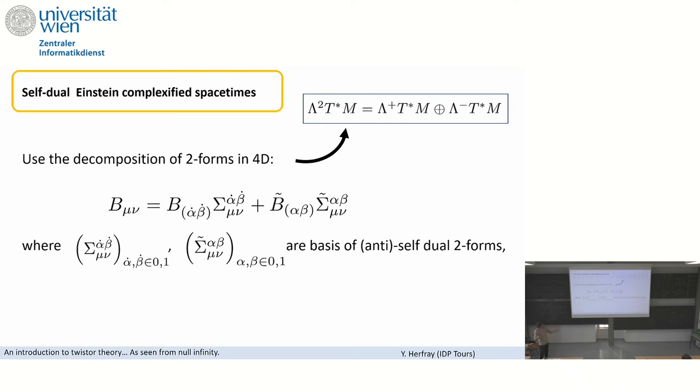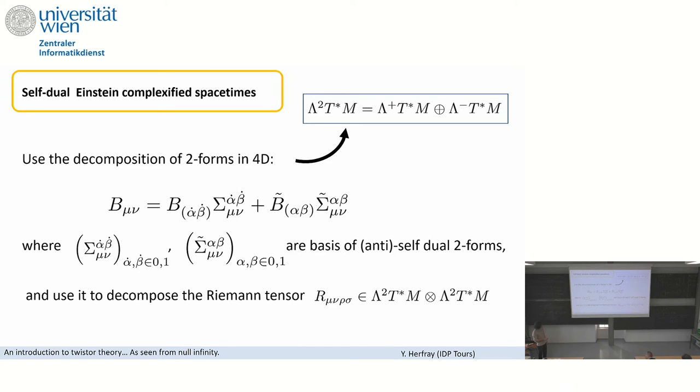And here it's very important to work in complexified signature, because if you're in Lorentzian signature, self-dual and anti-self-dual are complex conjugates. But in generic signature, they are not, and in complexified signature, they are completely independent. So split any of your favorite two-forms into the self-dual and anti-self-dual part. The way to do it is to introduce this basis of two-forms, which you can produce with sigma matrices or however you want to think of them. But it's just important that we have a basis of self-dual and anti-self-dual two-forms.